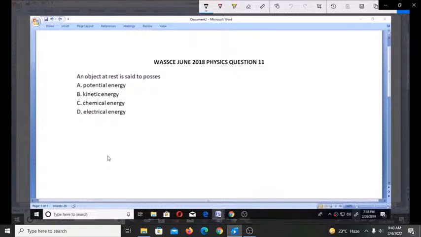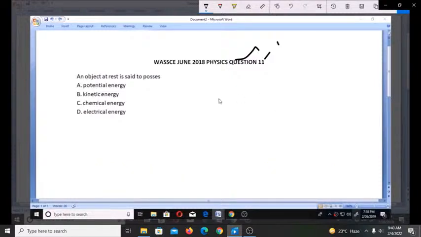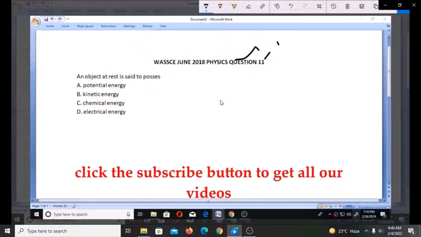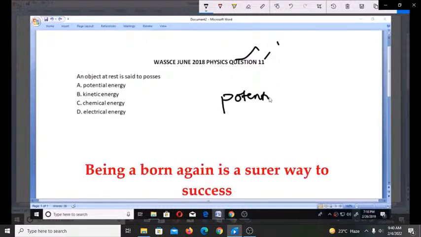Hello, let's look at this question number 11 for WAEC Physics 2018. Now we have the question: an object at rest is said to possess A, potential energy, B, kinetic energy, C, chemical energy, D, electrical energy. We all know that whenever a body is at rest, the type of energy possessed is potential energy.